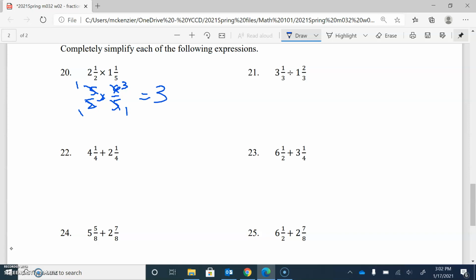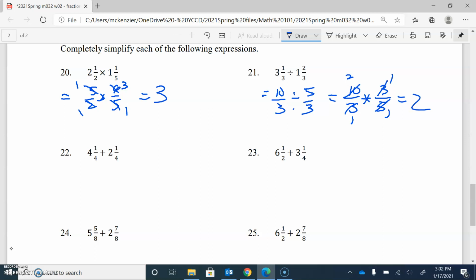Then for problem 21, we do a similar thing. This will be, I should have had an equal sign there, 10 thirds divided by 5 thirds. But then we turn that into a multiplication problem. So it's going to be 10 thirds times 3 fifths. And again, a lot of stuff cancels, and we end up with just plain 2.